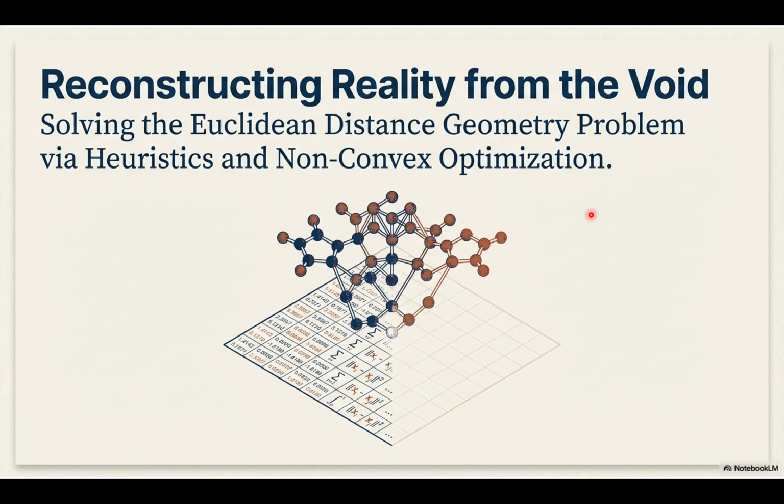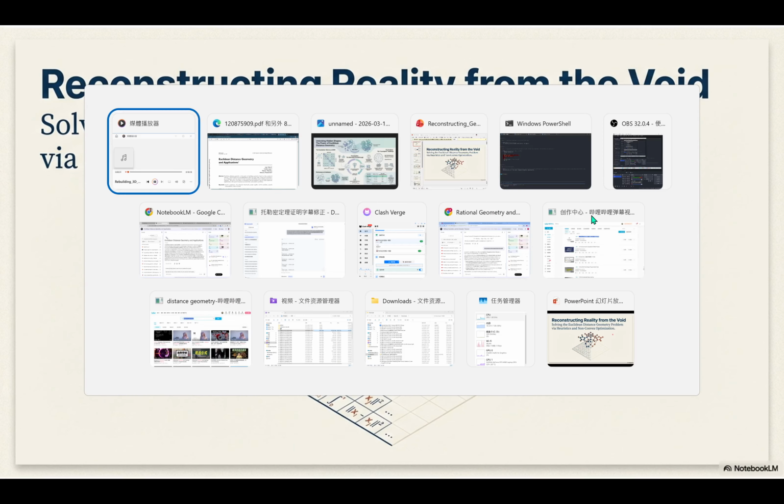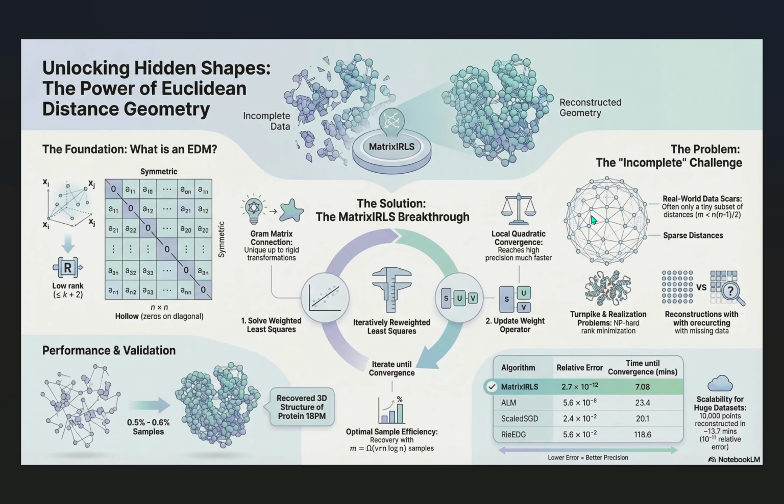how mathematicians do it. And what's fascinating here is that this isn't just some abstract math puzzle. This is the exact geometry of incomplete information that powers everything from GPS sensor networks to cutting edge drug discovery. Which is wild. It really is. When you only have a tiny fraction of the data, the stakes of how you reconstruct the rest are incredibly high.